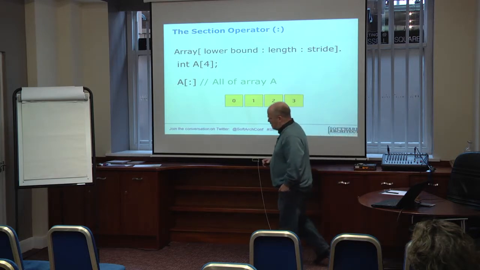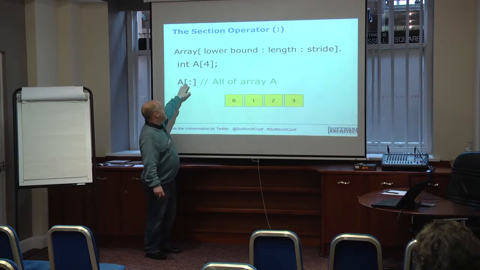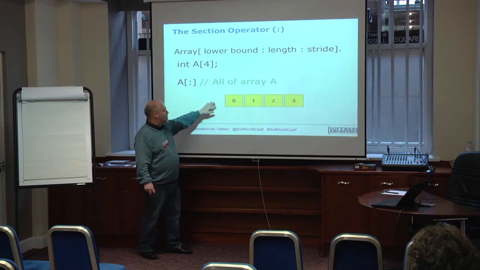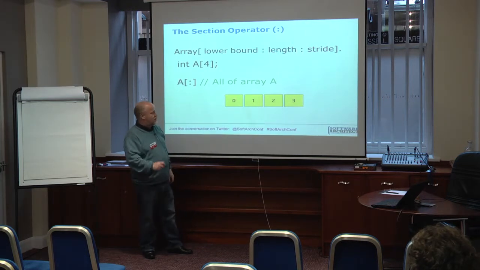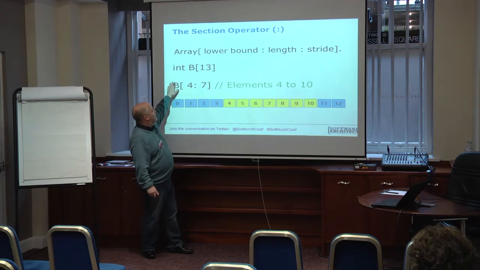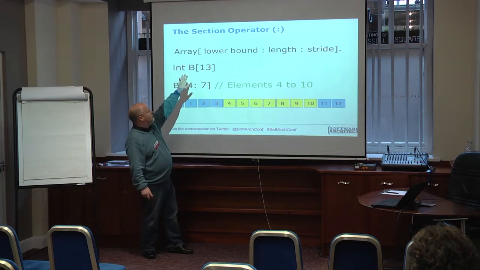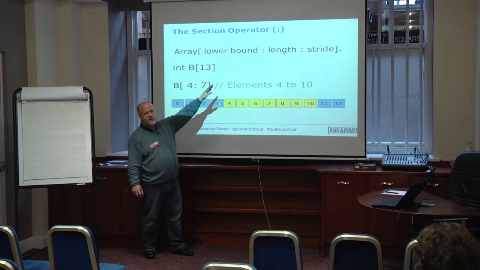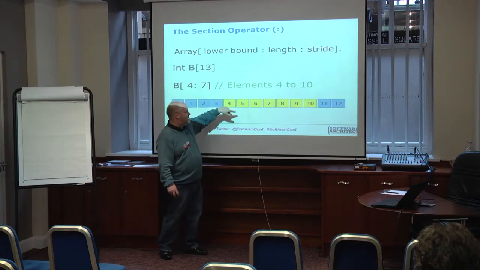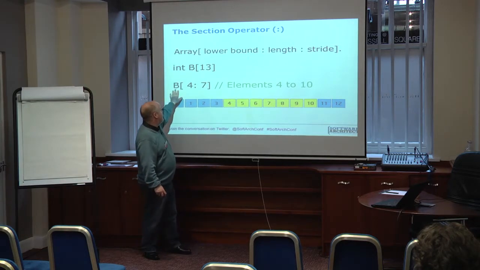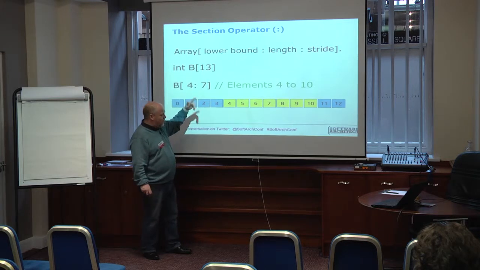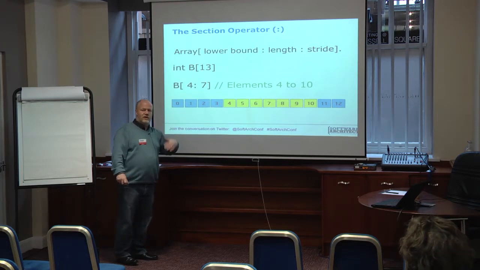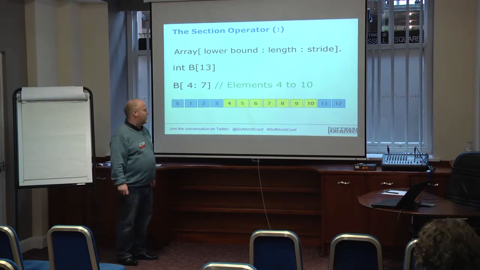So when you use the colon inside the square brackets for an array, it's a regular array, nothing unusual about it. Then this accesses all of the array, so we're accessing all 4 elements. The full syntax is that you can express the lower bound, how long the element is, and then there's a stride, so you can say every second one. This is an example of accessing 4 to 7. The next few slides, there are more examples, and I'm not going to go into detail. You can look at those when you have time.